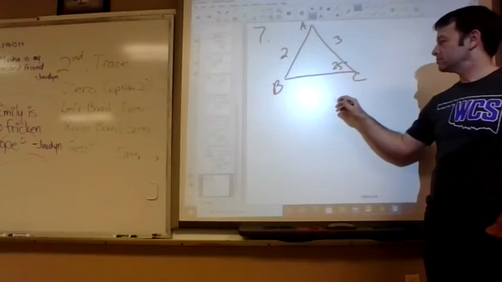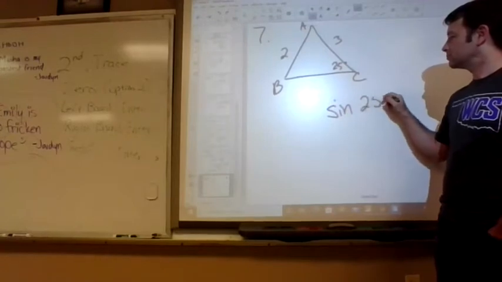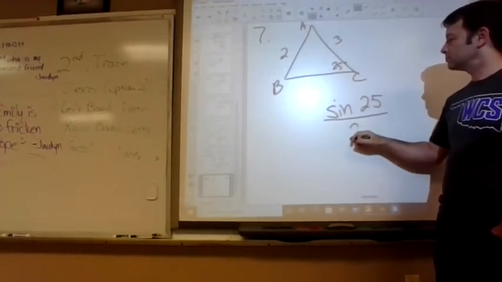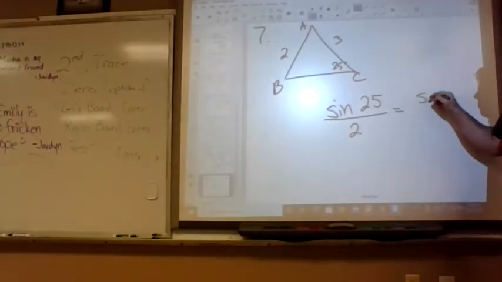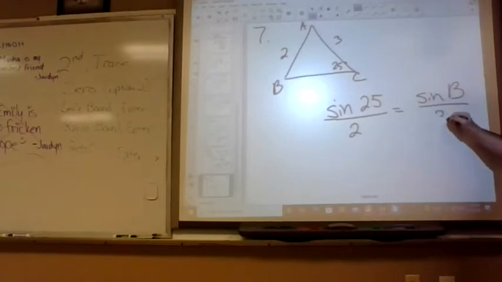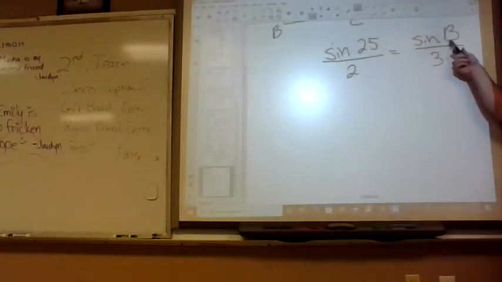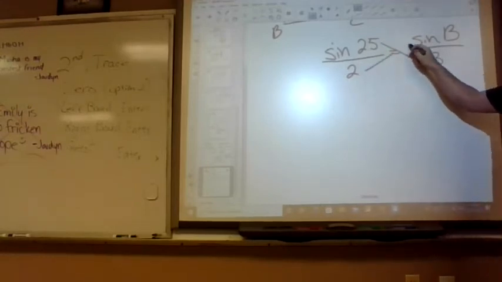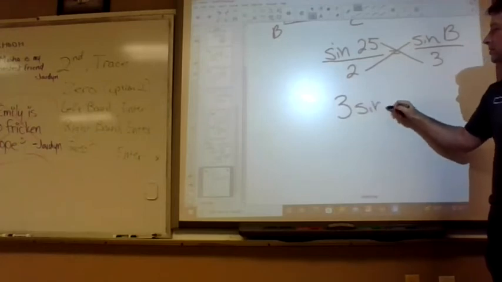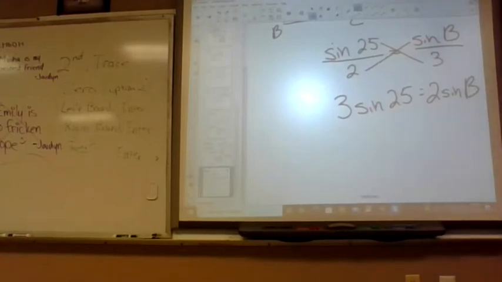Okay. So, sine of 25 over 2 equals sine of b over 3. It's going to be a little bit different because this is not just a b variable, this is a sine of b, it's kind of all one thing. So 3 sine of 25 equals 2 sine of b. So divide by 2.